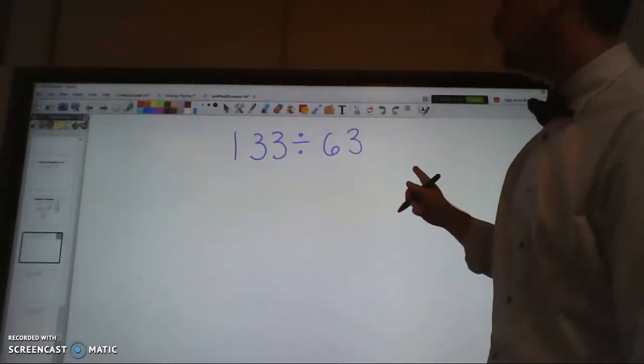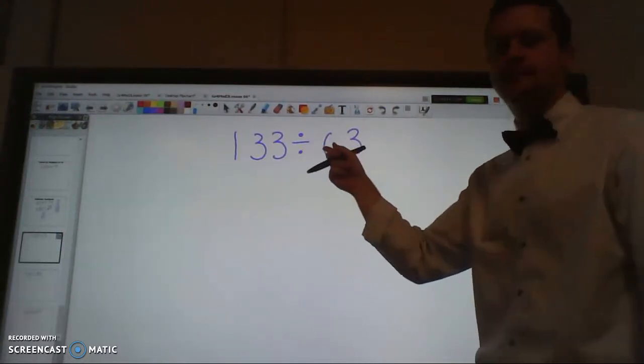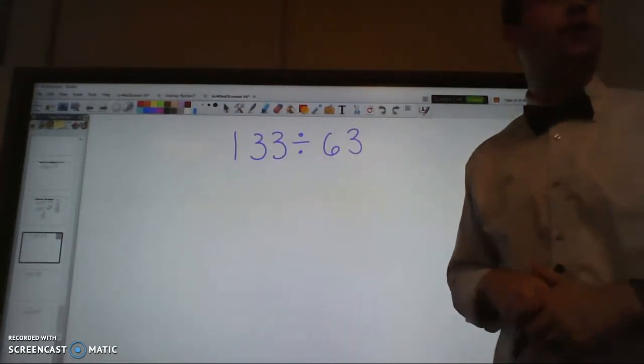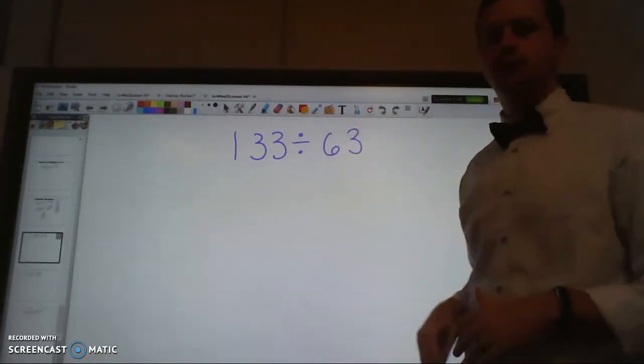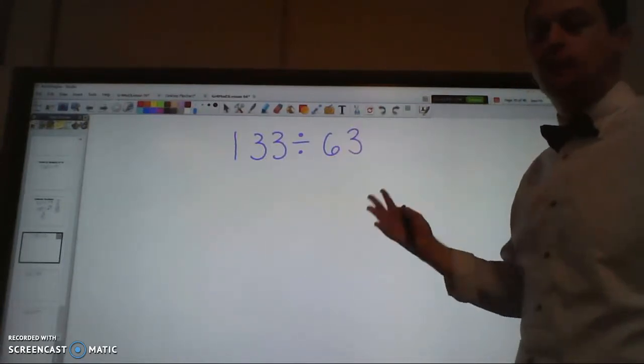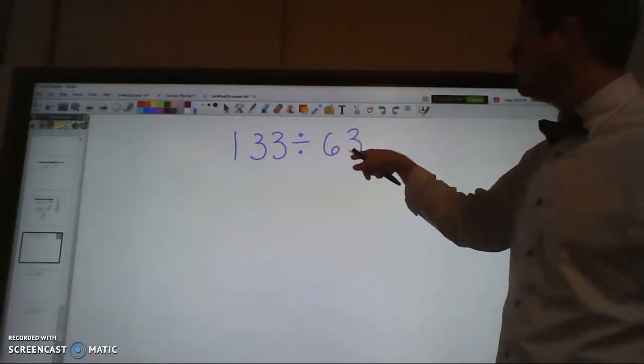All right, so here's our next one. 133 divided by 63. Remember, we are estimating. We're not actually finding this answer. We want to know what it's going to be closest to. All right? So, look at 63. Let's round 63. Well, 63 would round down to 60.